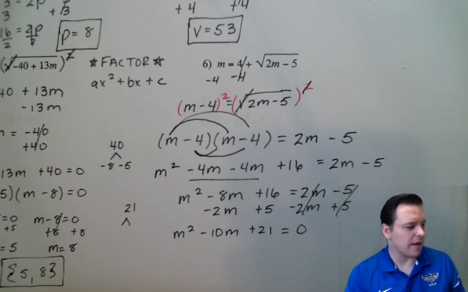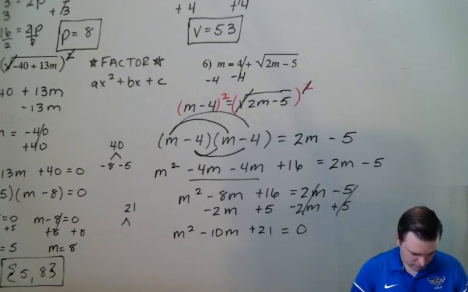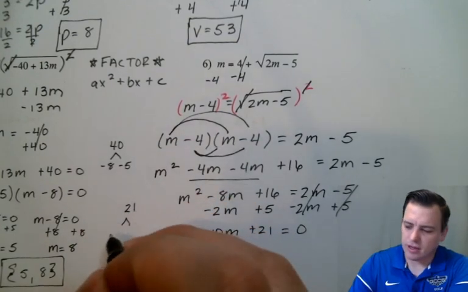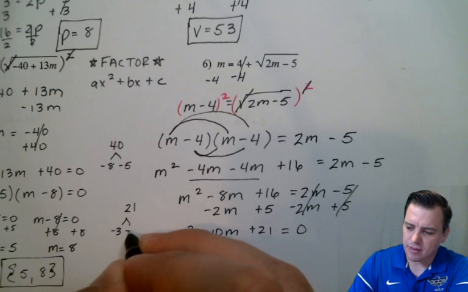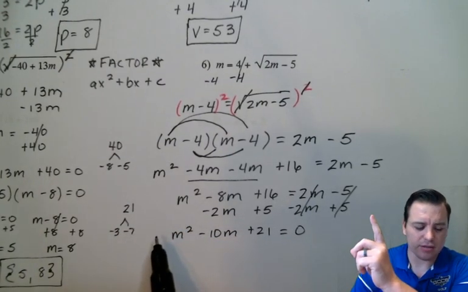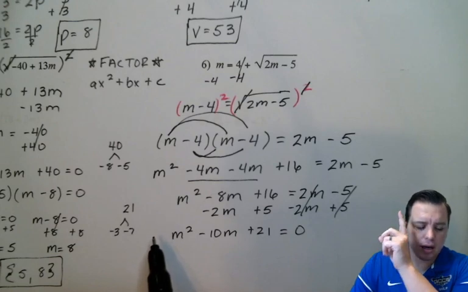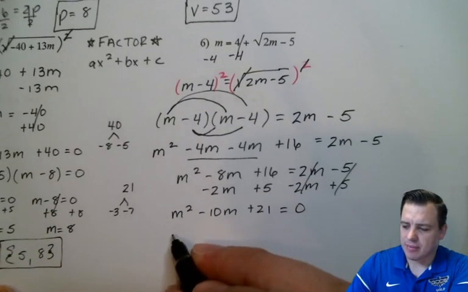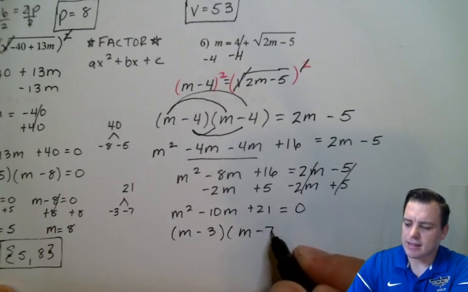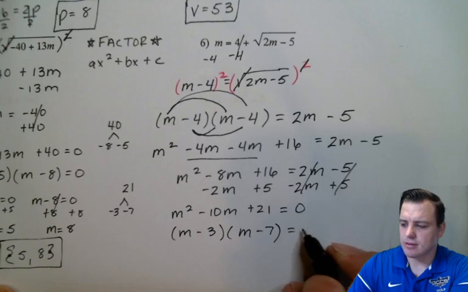Someone type that in the chat box. Good, Molly. -3 and -7. Good, Adam. -3 and -7. And then since the leading coefficient is 1 here, I don't have to factor by grouping. Good, Jake. I can just simply type them in. M minus 3, M minus 7 is equal to 0.